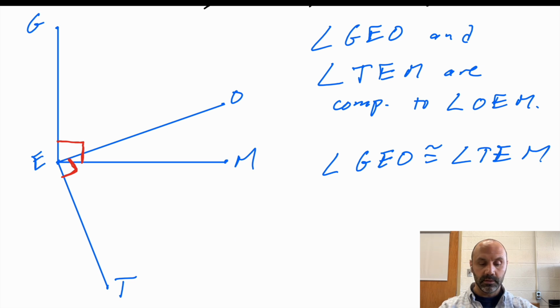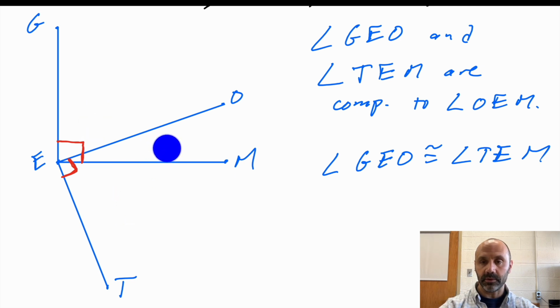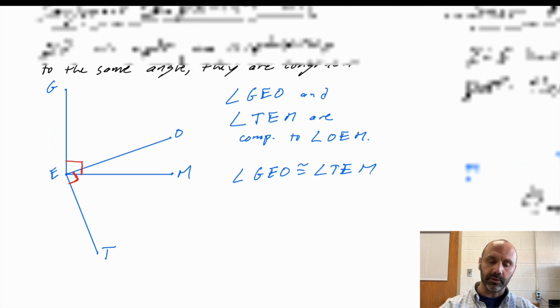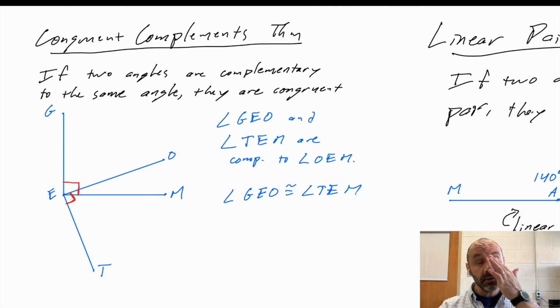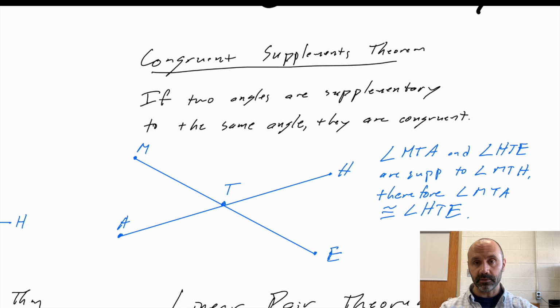Now, since this angle and this angle are both complementary to the same angle, that means they must be equal to each other. The angle measurements must be the same. And so those angles are congruent. Again, it's called the congruent complements theorem. Two angles that are complementary to the same angle must be congruent with each other. And then it works the same way for supplementary angles as well.